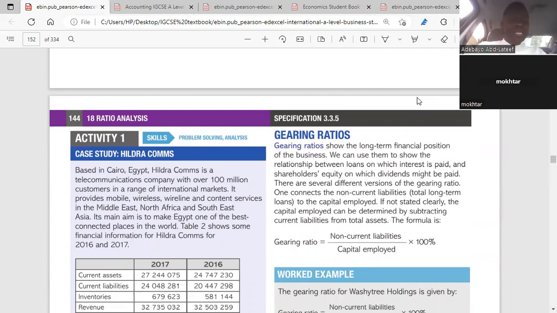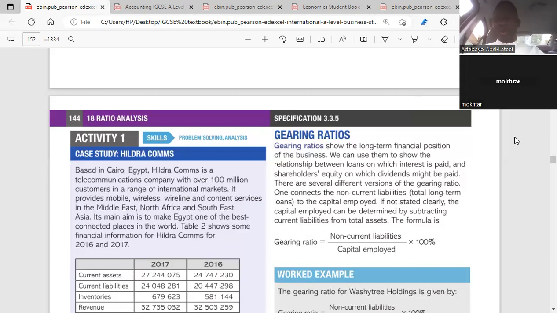So how do we calculate our gearing ratio? It is non-current liabilities divided by capital employed multiplied by 100. For your gearing ratio, it is non-current liabilities. And when we talk about non-current liabilities, we are talking about long-term liabilities, which could be debentures or mortgage loan, divided by the capital employed, the amount of money invested into the business from shareholders and the rest, multiply by 100. That gives you your gearing ratio.